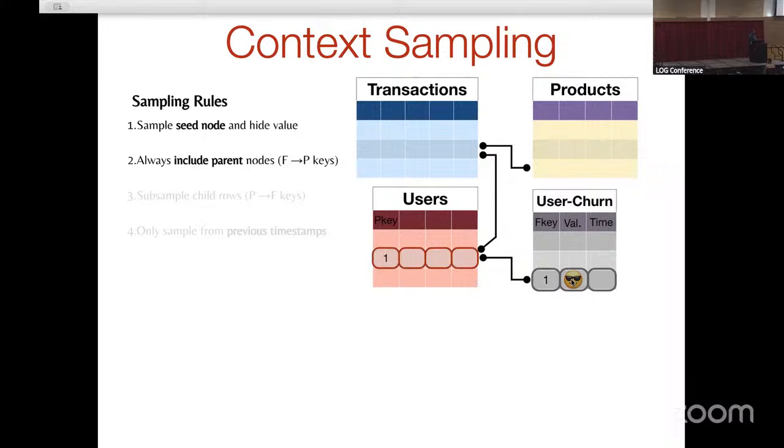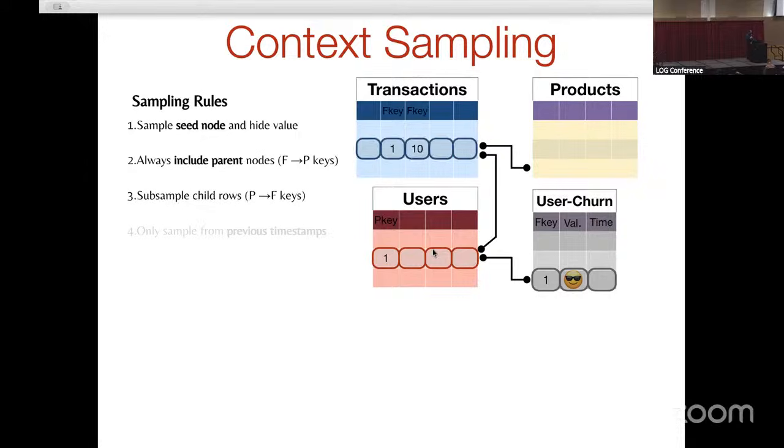Now, in the second step, we include tokens or cells in our context that belong to the parent table. So here, this is a foreign key. The foreign key is equal to 1. This corresponds to a primary key in the users table. If this is our seed node, we include cells from the seed node with this hidden representation, plus cells from the parent node, which are the cells of this user row over here. So this is our second rule.